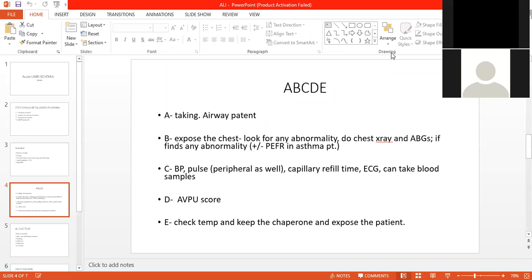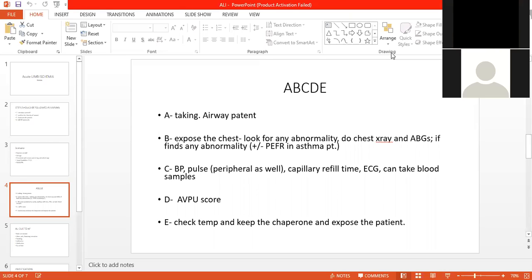So in ALI, definitely it will be normal. And once the finding is normal, either the examiner will give you the reading of glucose or he will keep quiet. So you will just say, I'll check my patient's glucose, and then move on to the next, E. E is temperature. You already have checked the temperature in C because you were checking the pulses. You can check the temperature over there, or you can check the temperature here as well. And I mentioned here a chaperone and expose the patient.